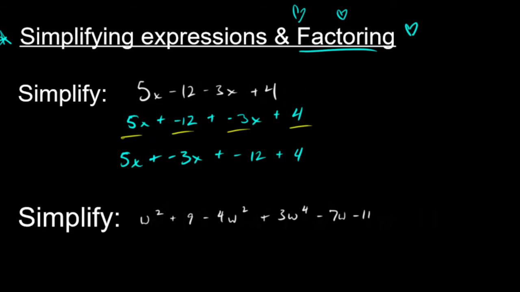And then now you treat this as like one problem. And remember, like negatives override positives. So that's really like 5x minus 3x. So that is 2x. And this is negative 12 plus 4, and that is negative 8. And that's your answer.